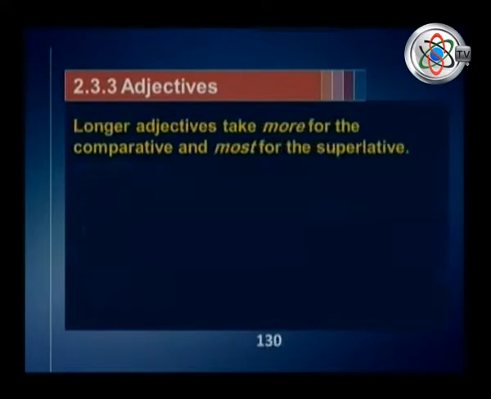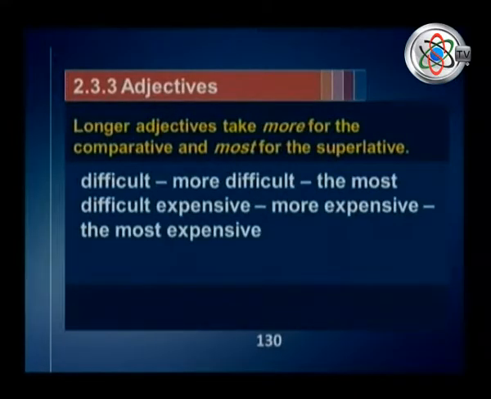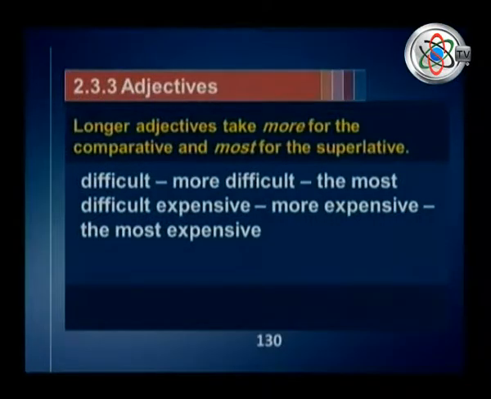And now let's have another look. Longer adjectives, for example, beautiful has 4 syllables. Therefore, we say she is more beautiful than her mother. Her elder sister is the most beautiful of all in the house.